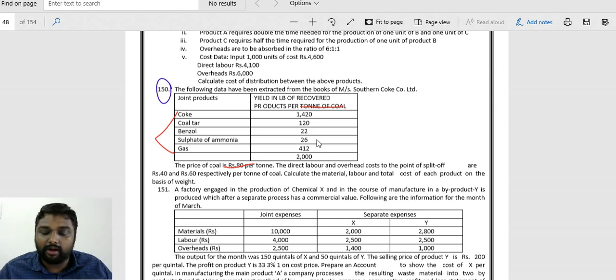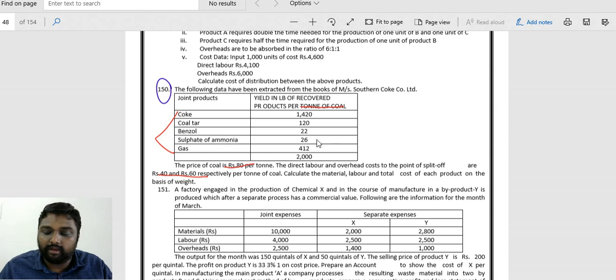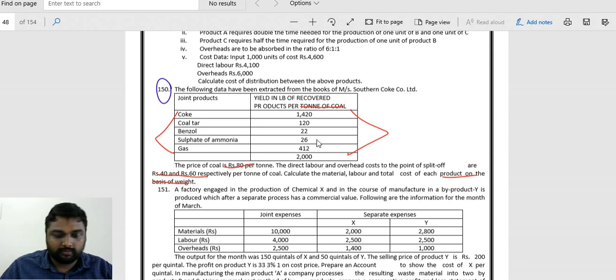Direct labor and overhead cost to split off point are, so coal cost is 80, direct labor and overhead is 60. Calculate the material and labor cost of each product on the basis of weight. So we said that we have to apportion the cost. Here they say we have to apportion on the basis of weight. The weight is already given, that is 10 of coal. Are you ready? One of the easiest methods. Shall we start? Yes.